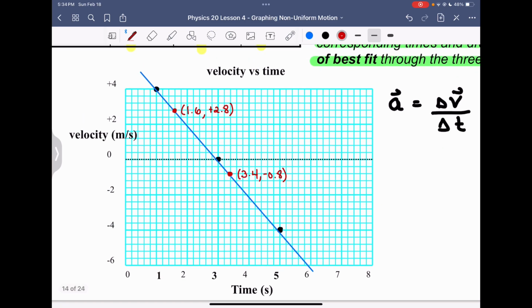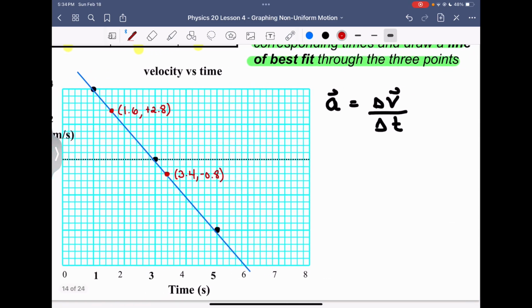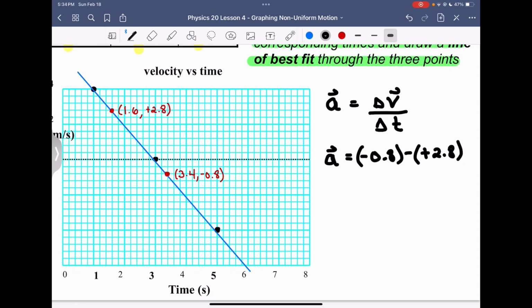Let's use these to calculate our slope here. Knowing that our acceleration equation is the following, and it's on the right-hand side, acceleration is equal to the change in velocities. We're going to take point number 2, negative 0.8, minus the positive 2.8, divided by, in the denominator, 3.4 seconds minus 1.6 seconds.